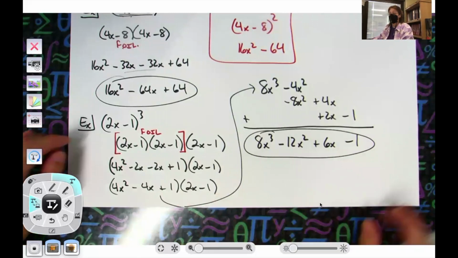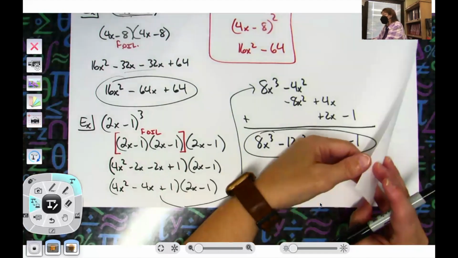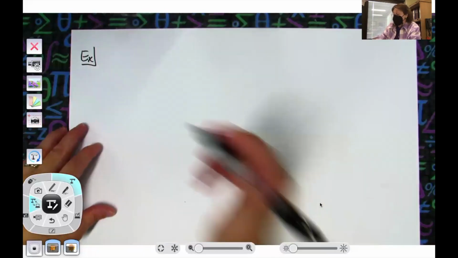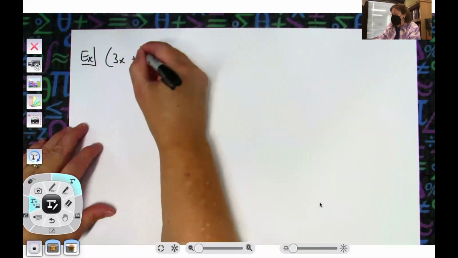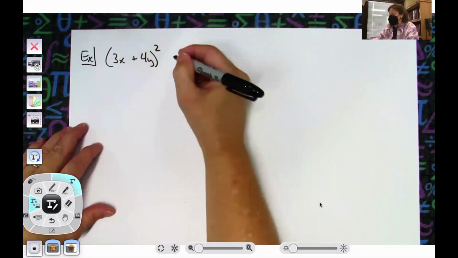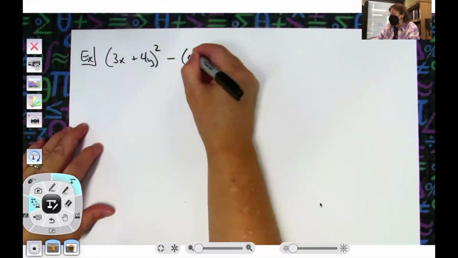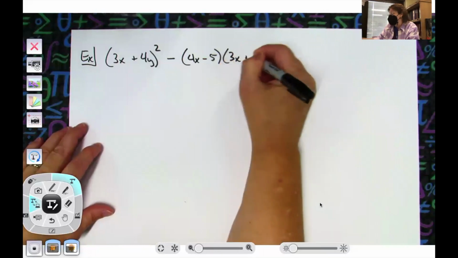Okay, now I'm going to put one on here that's going to be rather challenging. I'm going to let you try it on your own and see how far you get. I may give you one hint or suggestion after I write it down, and then we'll let you try it on your own. So let's go with 3x plus a 4y, quantity squared, minus 4x minus 5 times 3x plus 1.